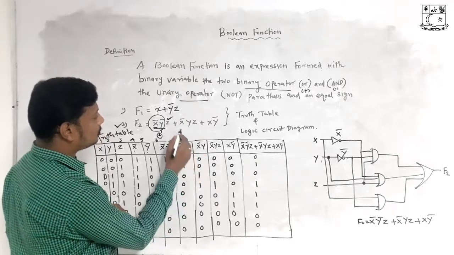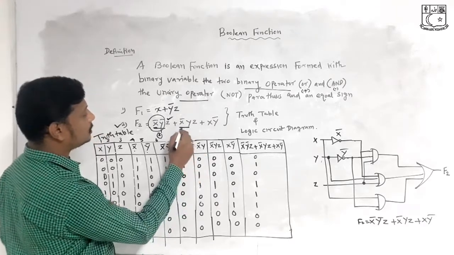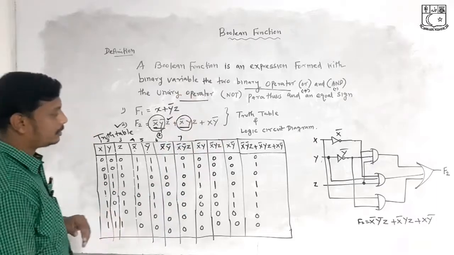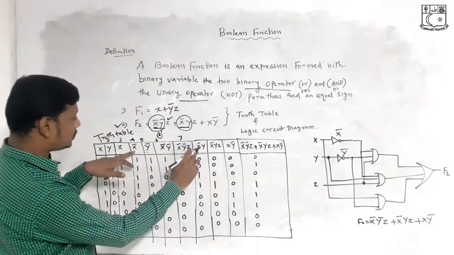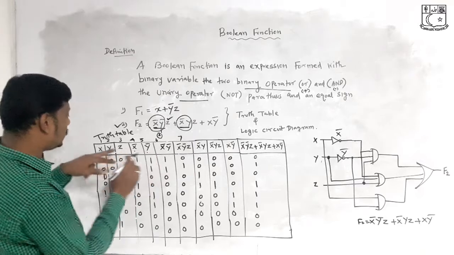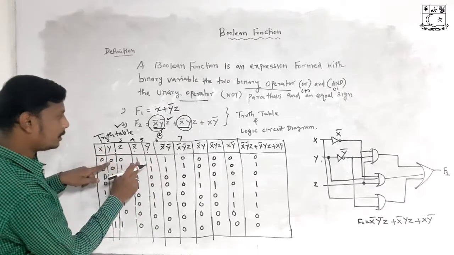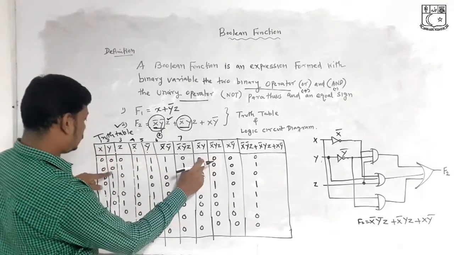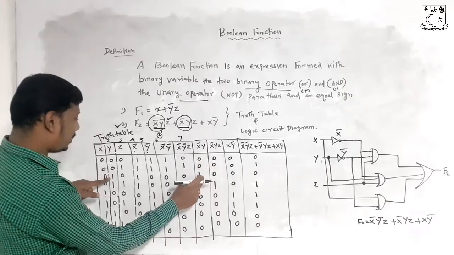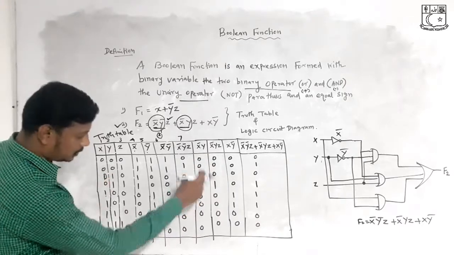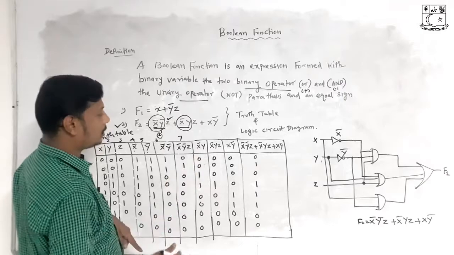Next, x bar y. The x bar value is in column 4 and the y value is in column 2. 0 into 1 is 0, 0 into 1 is 0, 1 into 1 is 1, again 1 into 1 is 1. So this column is finished for x bar y.